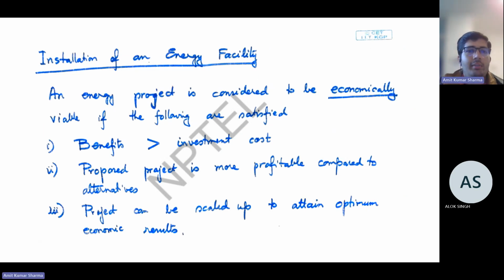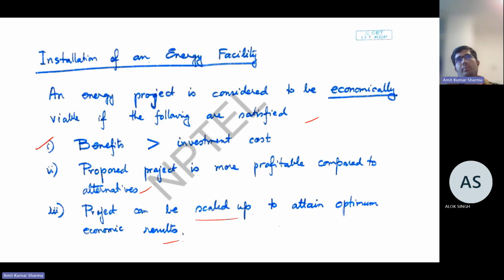So, the installation of an energy facility. An energy project is considered to be economically viable if the following are satisfied. Benefits are more than investment cost. Okay. Because the benefit should be more than investment cost, then only it's feasible. The proposed project is more profitable compared to the alternatives. So suppose there are many alternatives, but your project is more profitable, then only it's feasible. The project can be scaled up to attain optimum economic results. So your project should also be able to scale up.